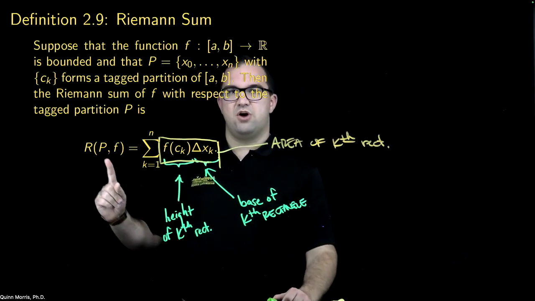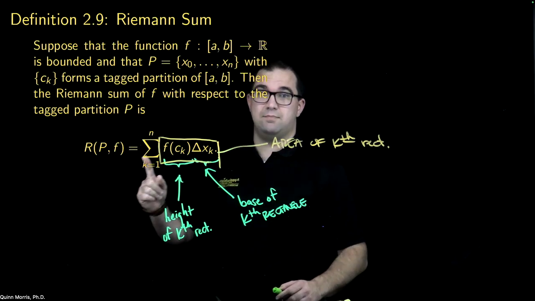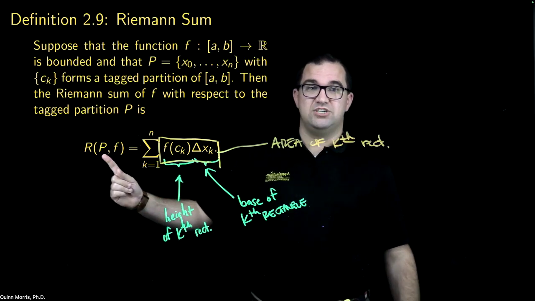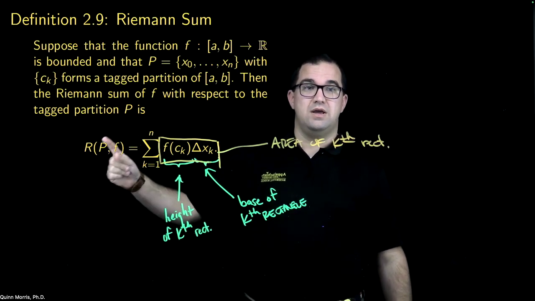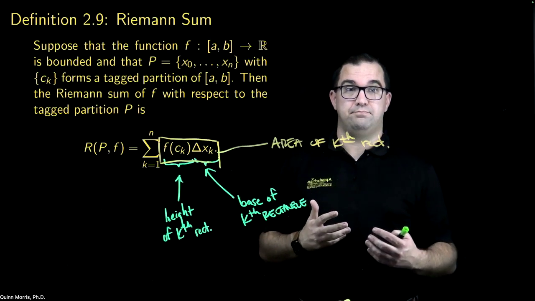So we just have to be careful with this notation here to recognize that even if we keep the partition the same, if we change the tags, we're really changing the tagged partition here, and so we're changing this value, and we should expect potentially a different Riemann sum.